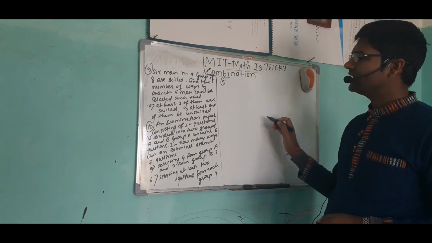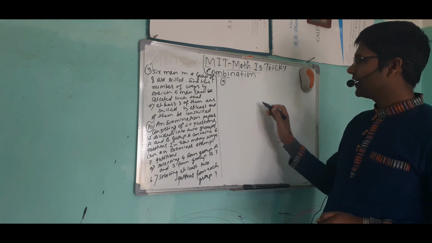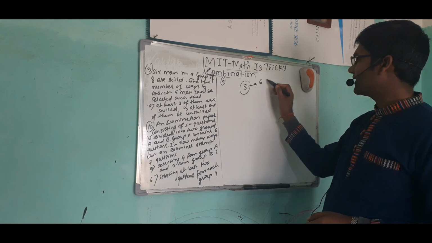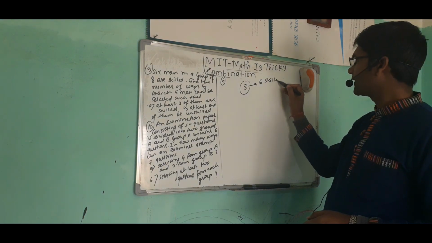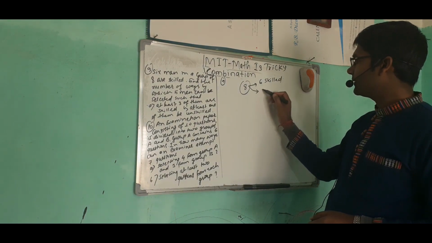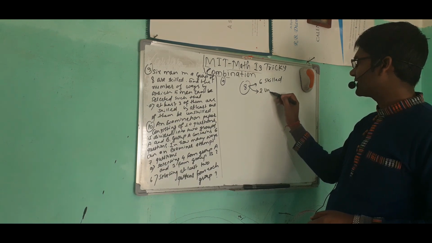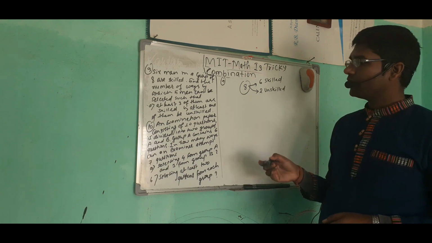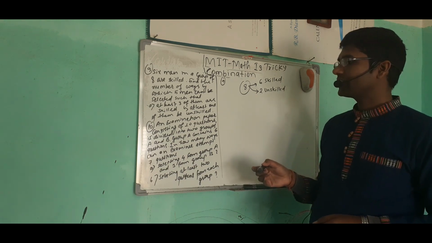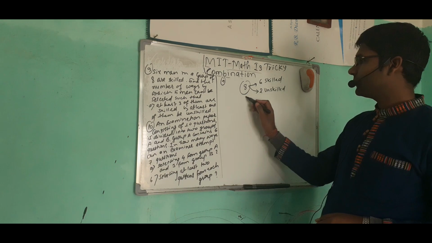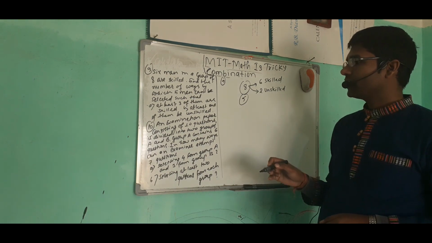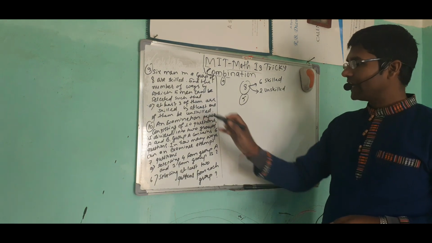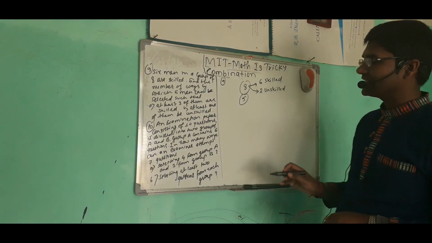And 6 men in a group of 8 are skilled. Out of 8, 6 are skilled, and remaining 2 are unskilled. Now find the number of ways by which 5 men, we have to select 5, so that at least 3 of them are skilled.